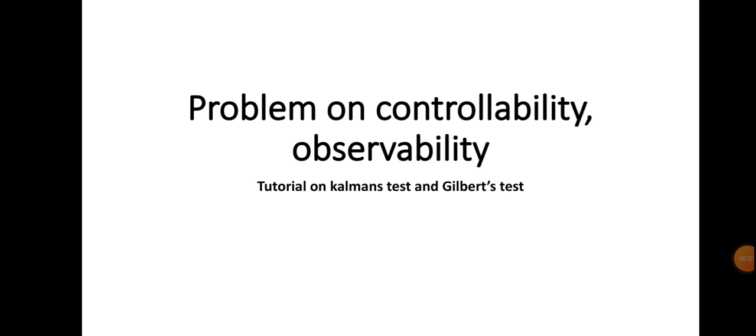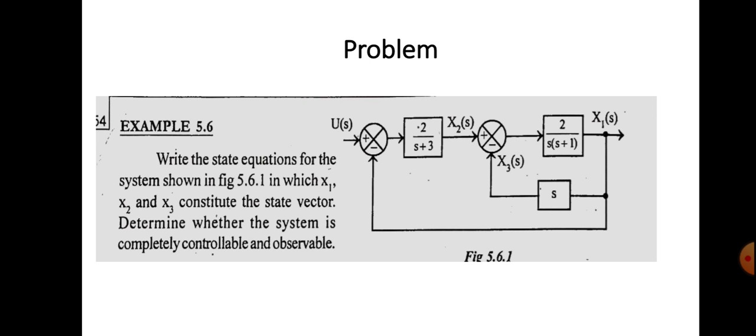Students, in this session we will do a problem on controllability and observability. And here we will check the controllability and observability using both Kalman's test and Gilbert's test. Question is, write the state equations for the system shown in the figure in which x1, x2 and x3 constitute the state vector. Determine whether the system is completely controllable and observable.